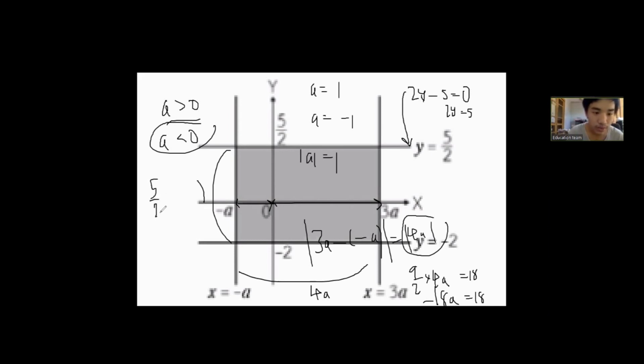We don't even need a calculator for that. 5 over 2 minus 2, which will give you 9 over 2. So we have 9 over 2 times absolute 4a is 18. And you end up with the same thing that you just got. Absolute 18a is equal to 18. And so absolute a must be equal to 1.